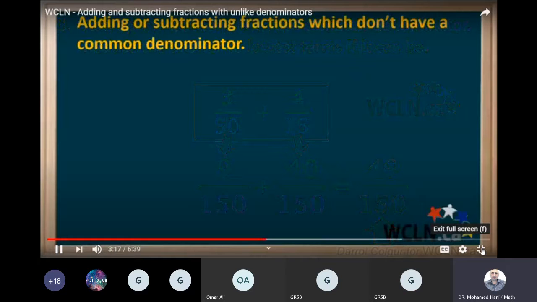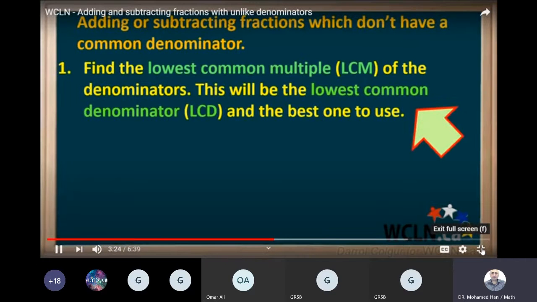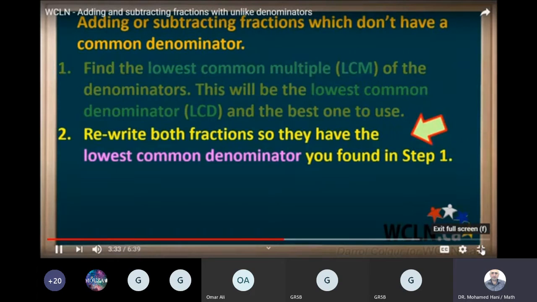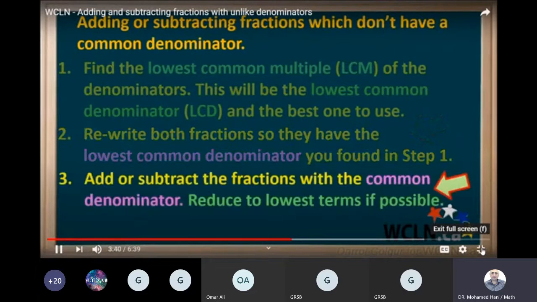So here we'll review the steps we can use for either adding or subtracting fractions which don't have a common denominator. First, we find the lowest common multiple of the denominators in our fractions, and this will be the lowest common denominator in the new fractions we create. Next, we rewrite both fractions so they have the lowest common denominator we found in step 1. Lastly, we add or subtract the fractions with the common denominator to get our final answer. If the final answer can be reduced to lower terms, we do so.